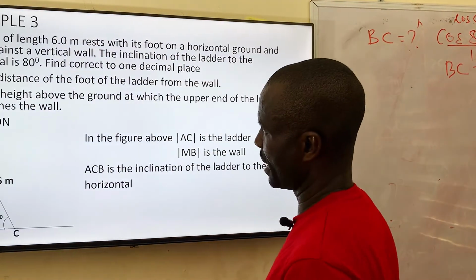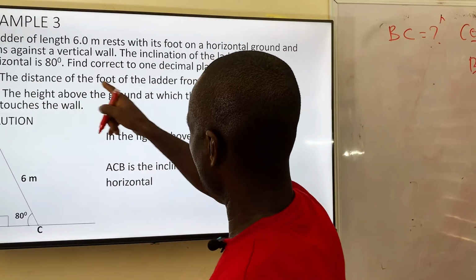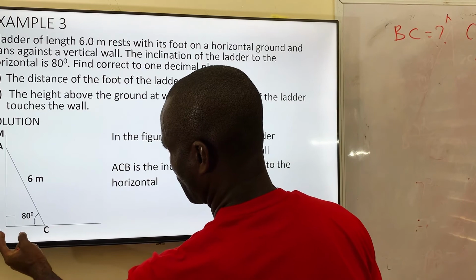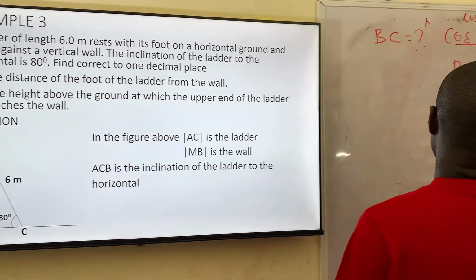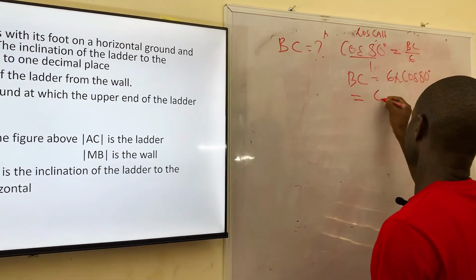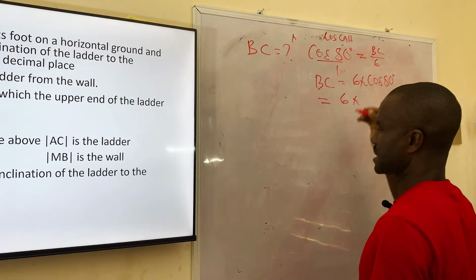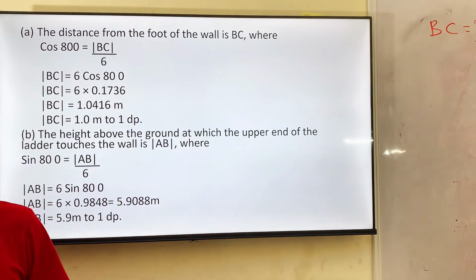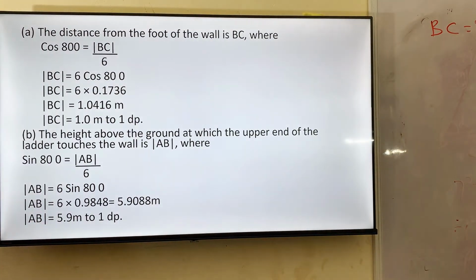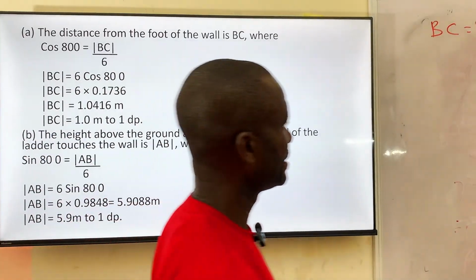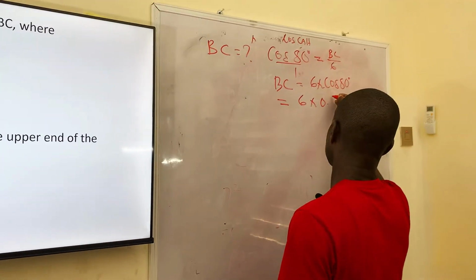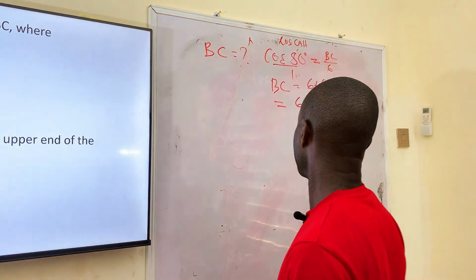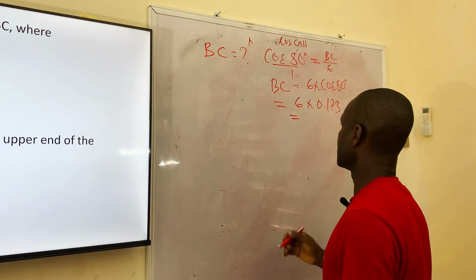I want us to be sure we are on track. We are calculating the distance of the foot of the ladder from the wall, which is BC. So, somebody help us. 6 times cos 80. Cos 80 gives us 0.173. Yes, you can confirm that. Yes, multiplying this times 6.